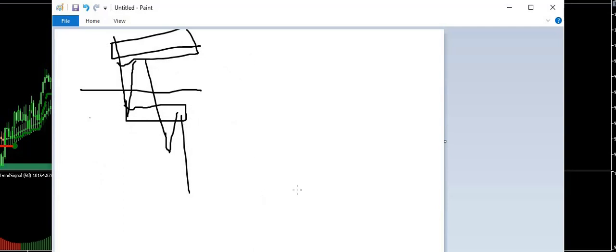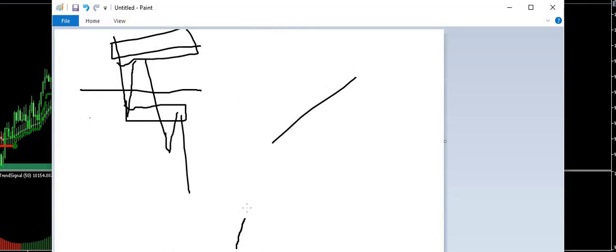In the case of rally base rally, this drop base drop is just for the downtrend. Then let's talk about the rally base rally. In the scenario of rally base rally, the market is actually on an uptrend.